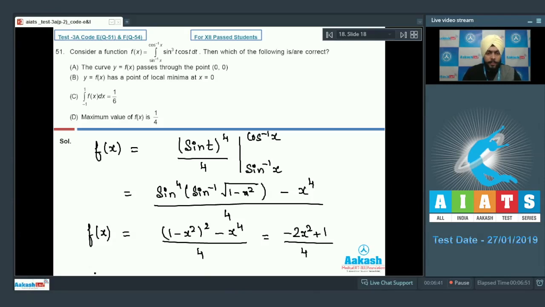The curve y equal to f(x) passes through point (0, 0). Wrong. Curve y equal to f(x) has a point of local minima. This can never have a point of local minima because the leading coefficient is negative. It will have a point of local maxima. Wrong. Integral from minus 1 to 1 of f(x) dx is equal to 1 by 6. So you can easily integrate it and the answer will be 1 by 6 only. Option number C is correct. Maximum value of f(x) is 1 by 4. So maximum value definitely equal to 1 by 4 because it is 1 by 4 minus x square by 2. So D is also correct. Final answer CD.